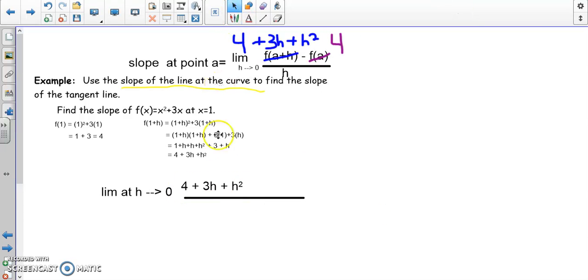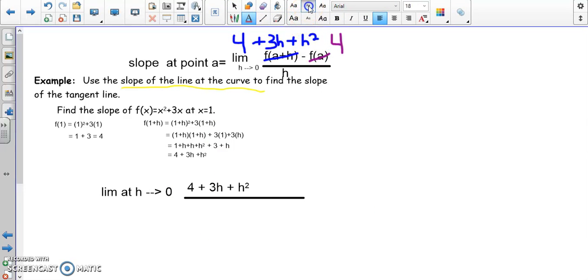And then our second term would have been, let's see, it would have been 4. Okay, and we're going to subtract that. So I'm just going to write the subtraction for dramatic effect. Subtract. And then all that divided by h. Okay? That's what we get.